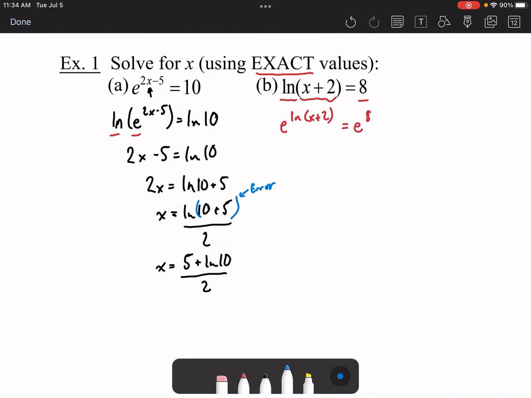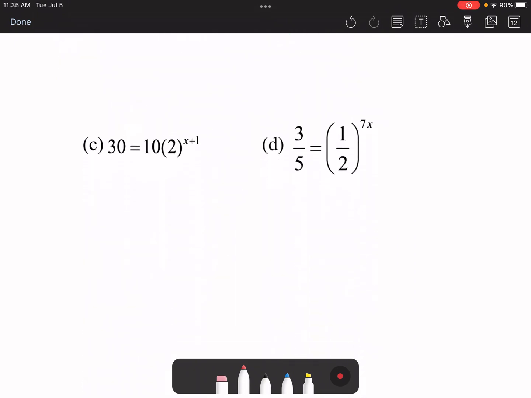Now again, e and ln are inverses of each other. So this gives us x plus 2 remaining, which is still equal to e to the exponent of 8. Then to solve for x, we just subtract 2 from both sides. So e to the 8 minus 2. And e to the 8 actually turns out to be a really large number, so best to leave it as an exact value like this. Okay, let's try the next two.